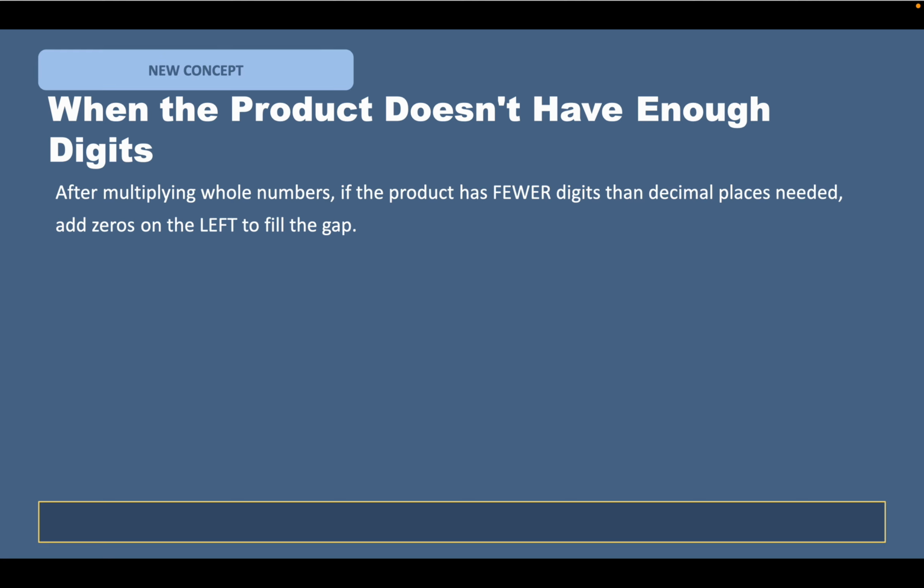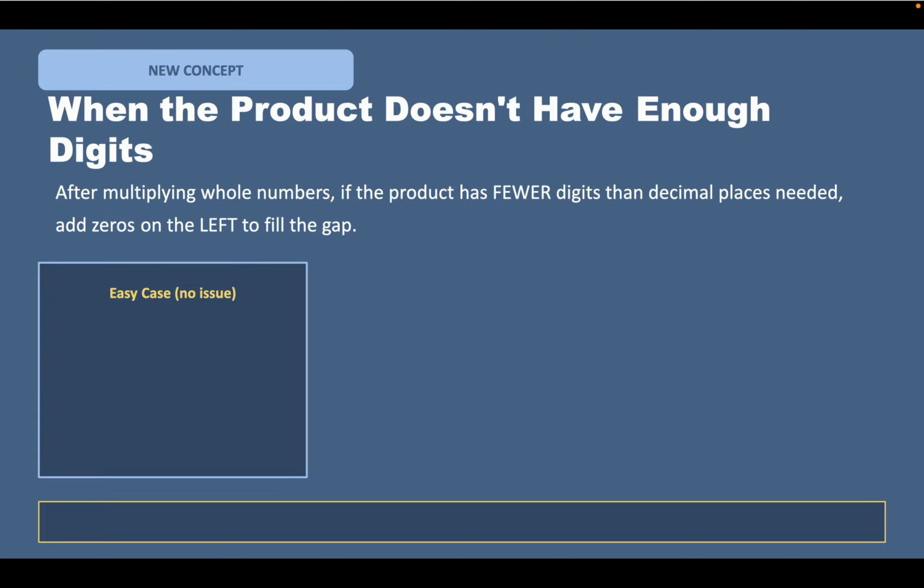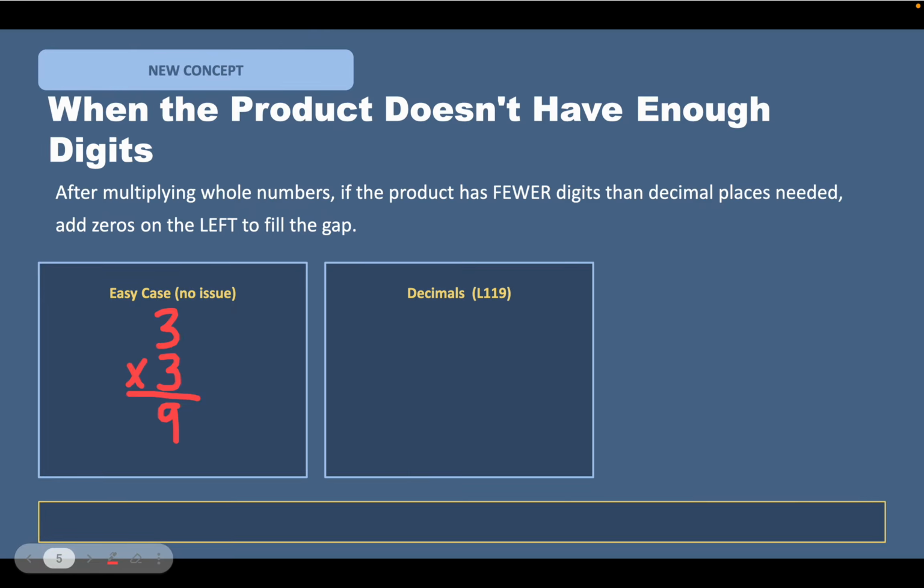So when the product, after multiplying the whole numbers, has fewer digits than the decimal places that we need, we add zeros on the left to fill the gap. So I'm going to show a case of multiplying whole numbers, for example, without decimals. Like 3 times 3 we know is 9, right? We have no problems with decimal points there.